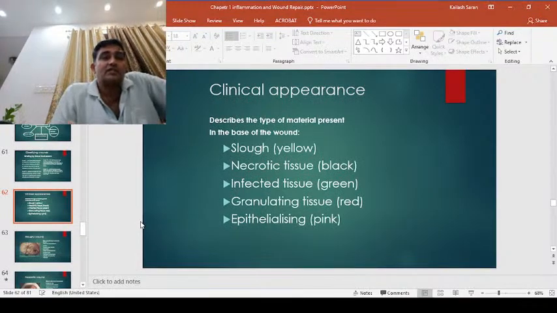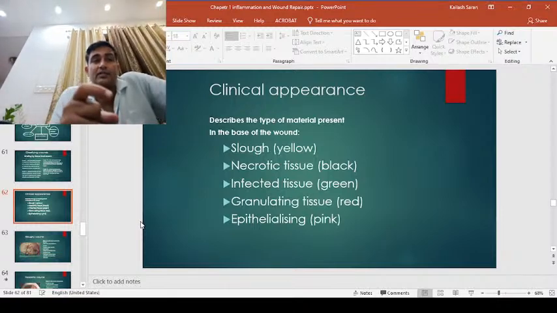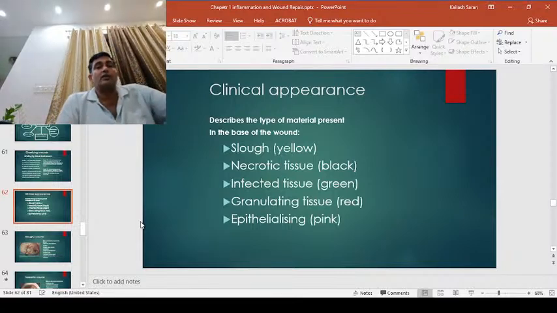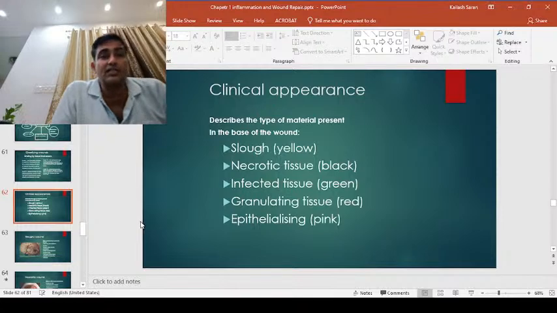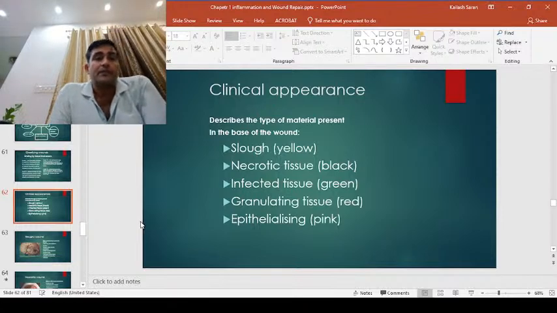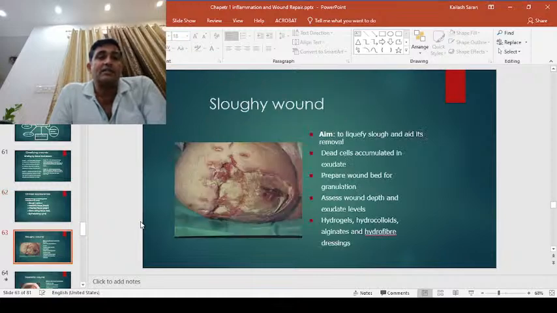Clinical appearance: slough is yellowish, necrotic tissue is black, infected tissue is green, granulation tissue is red, epithelializing tissue is pink. So this is very important. If a diagram is given in which a slough or yellowish tinge is there, then it's a sloughing wound. If there is a blackish tinge, then it's a necrotic wound. If there is a greenish hue, then it's an infective wound. If it is red, then it's granulating. If it is pink, then epithelializing.